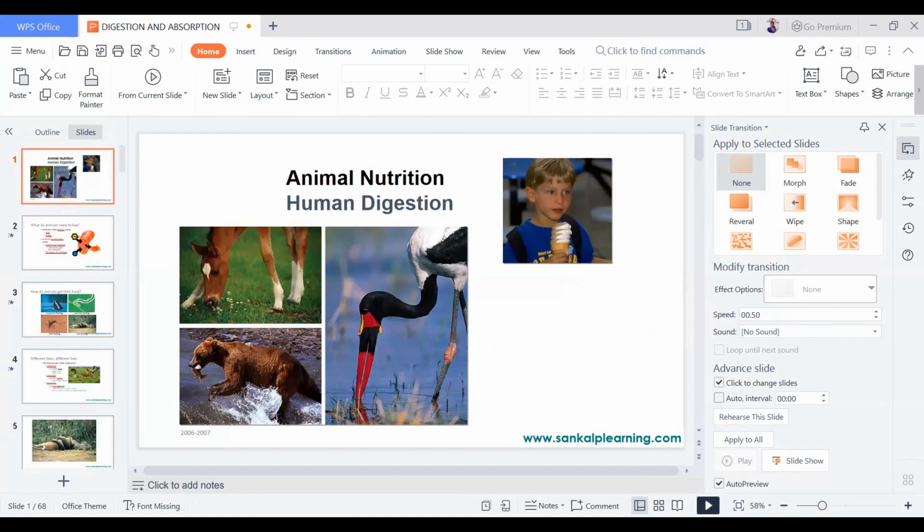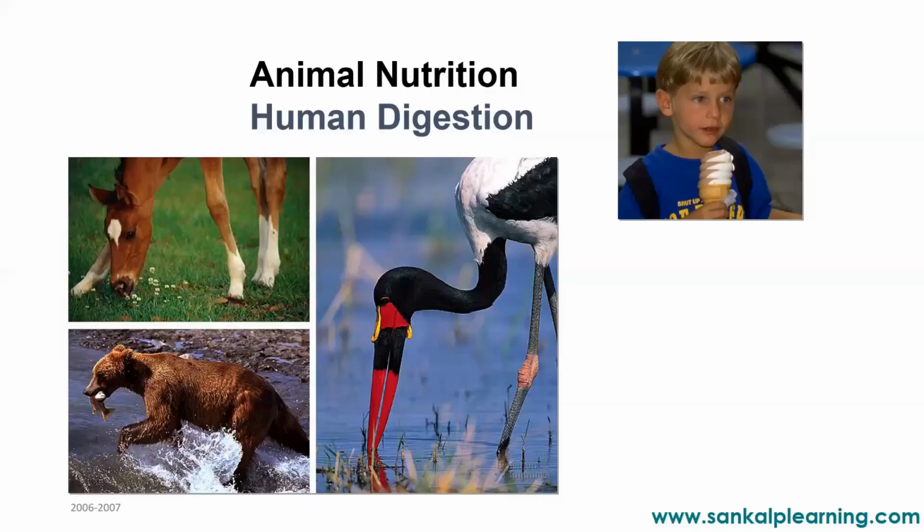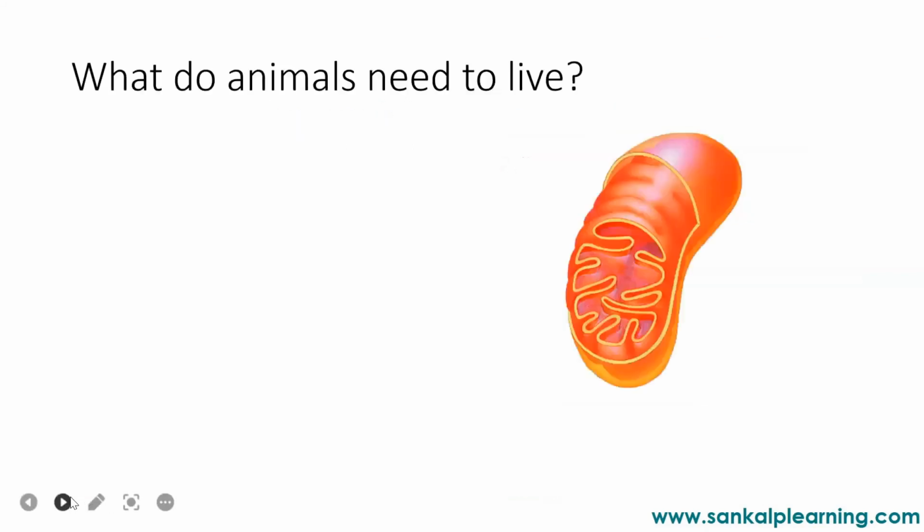So, animal nutrition and human digestion. The word nutrition means taking in food and assimilating it, or the absorption of it. The process involved in nutrition is called digestion. Various animals have different methods of eating and digesting food.